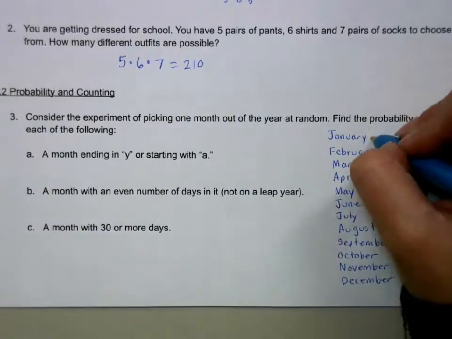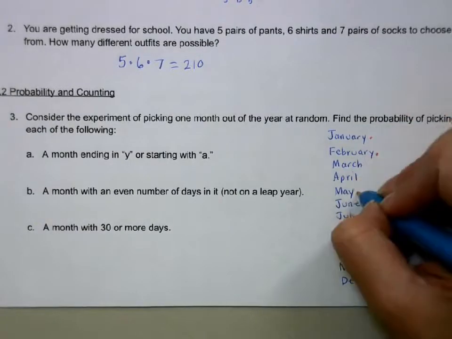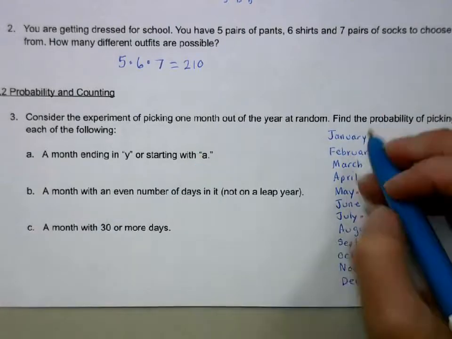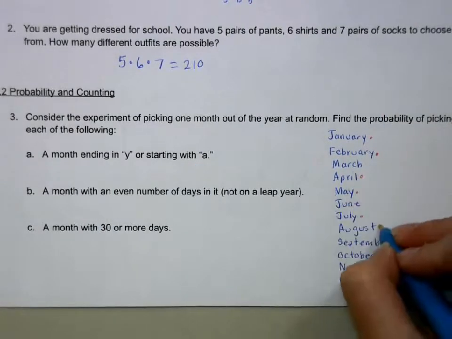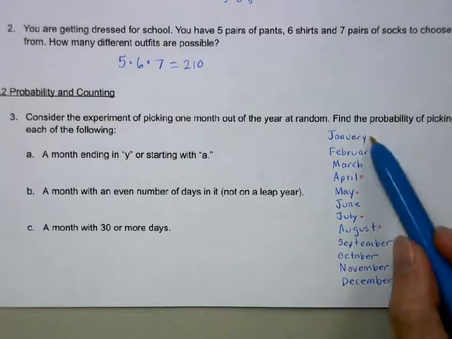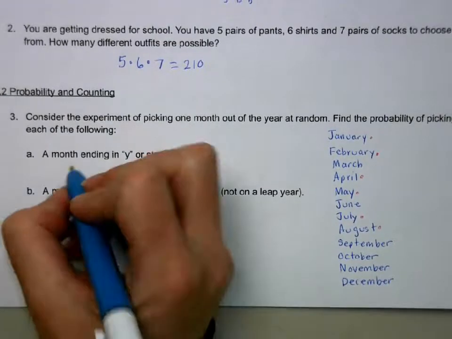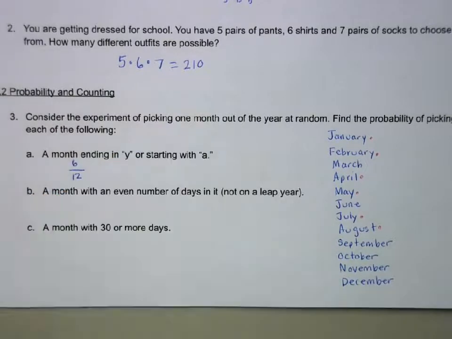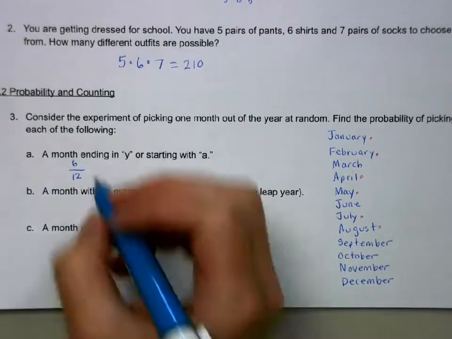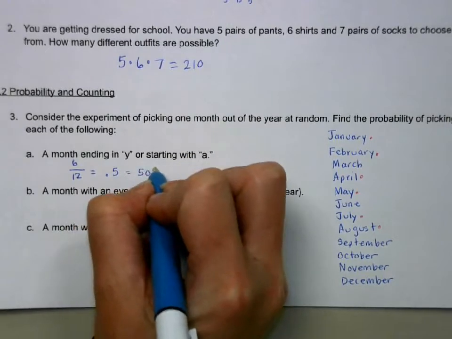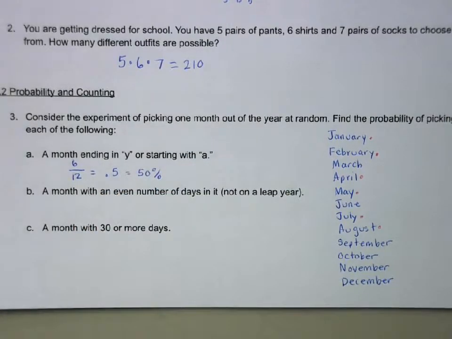So ending with a Y, we've got January, February, May, July. Starting with an A adds in April and August. So we have 1, 2, 3, 4, 5, 6 of the different months that meet that criteria out of a sample space of 12 months. So that's 1/2 or 0.5 or 50%. So all of those are acceptable ways to answer the problem.